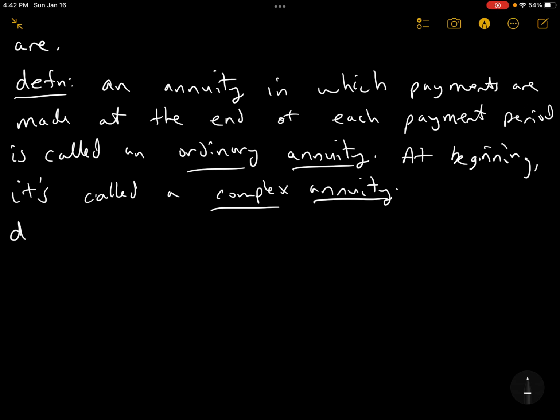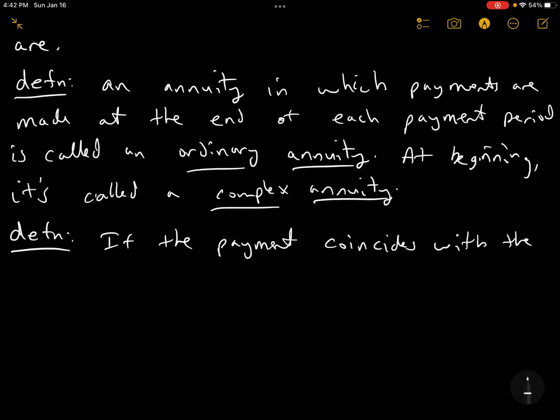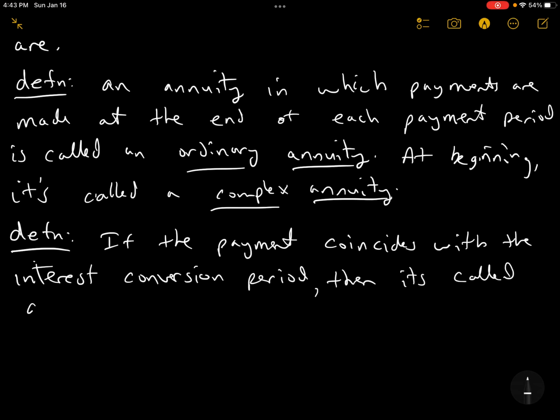Okay. So, more definitions. If the payment coincides with the interest conversion period, then it's called a simple annuity. Otherwise, it's complex.